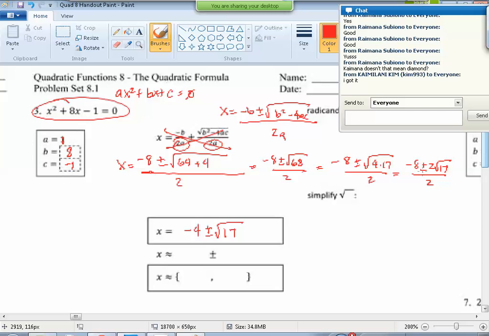Take a look at the first problem I had you do today. Go back to the first thing you did in your notes. What was the answer?